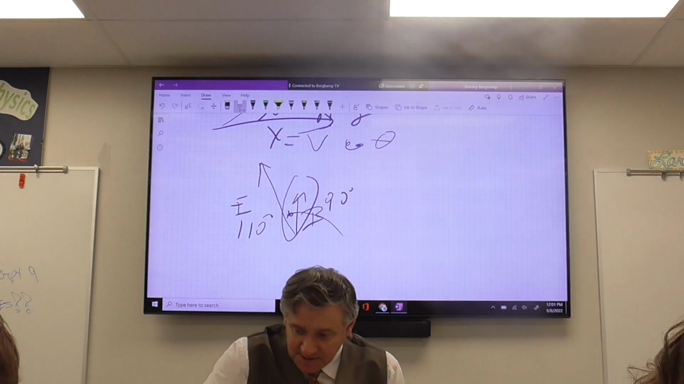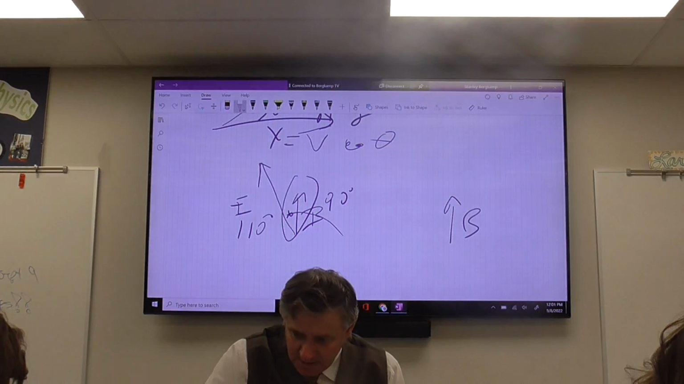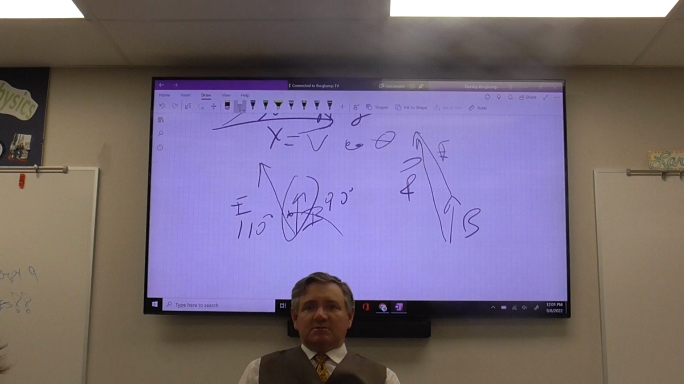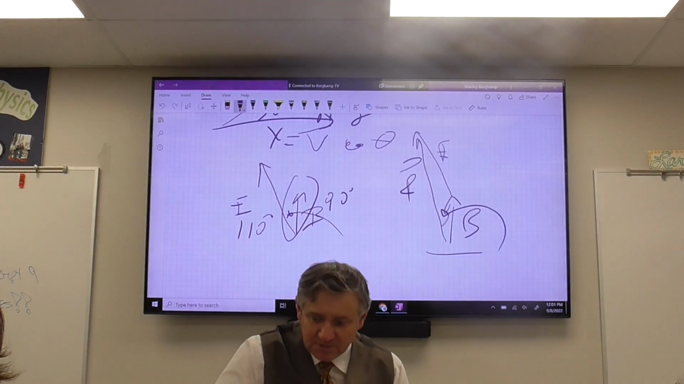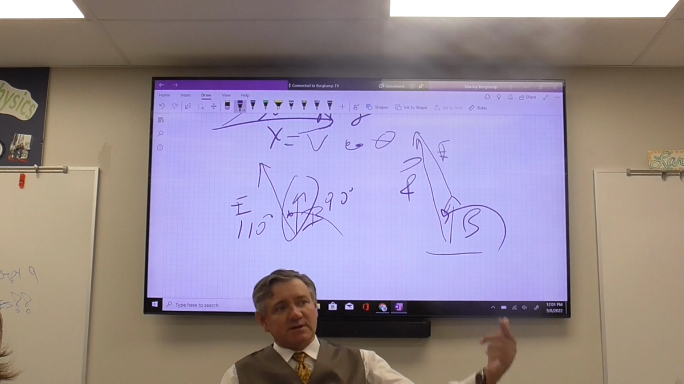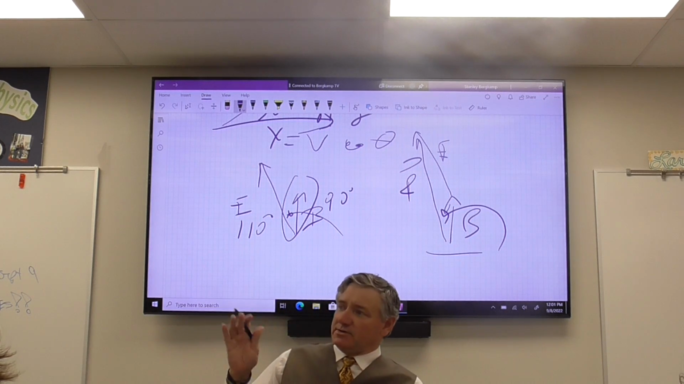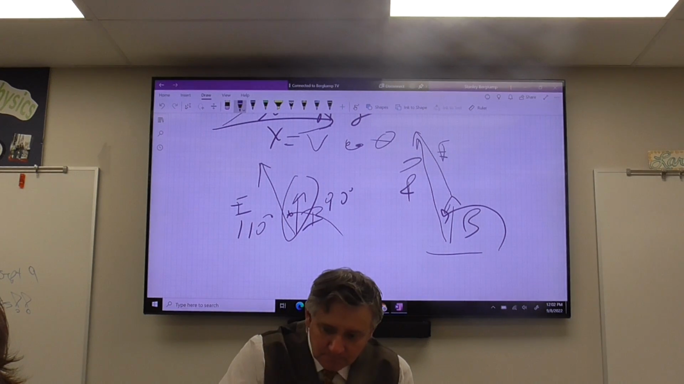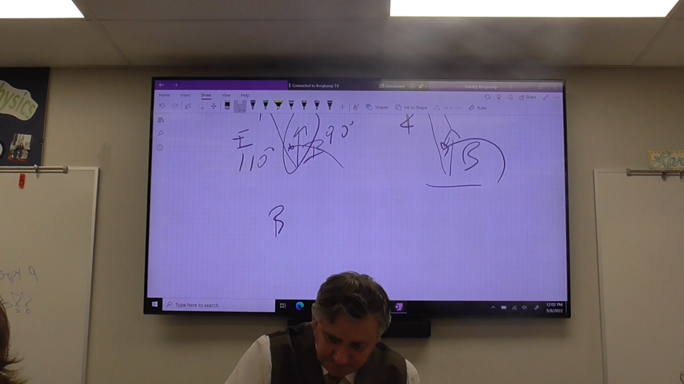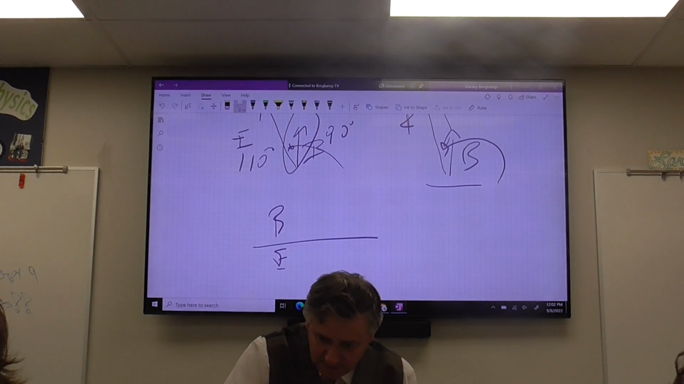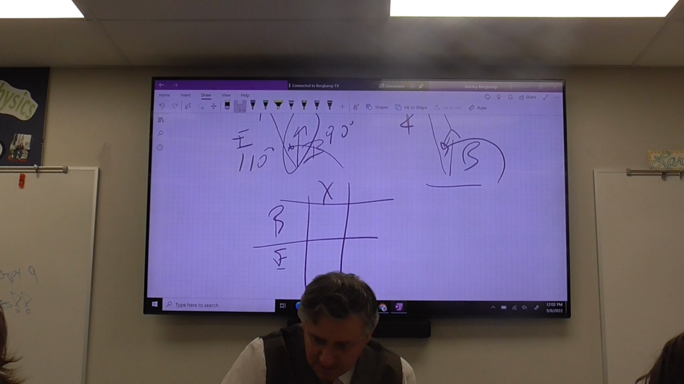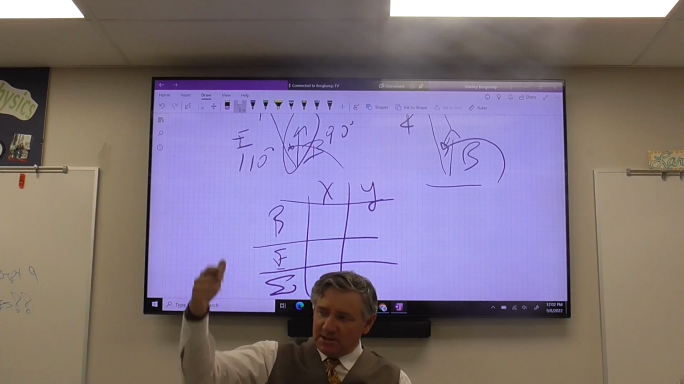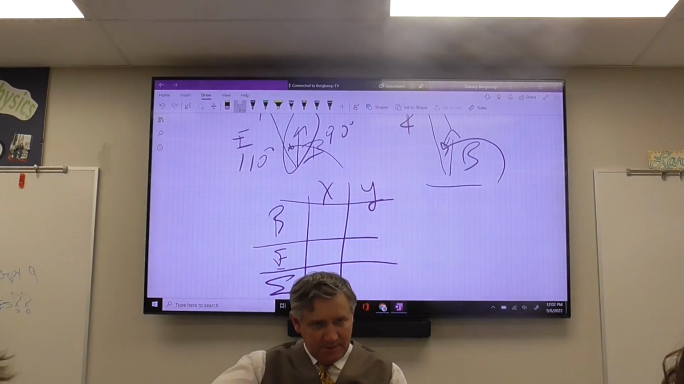Now, if you like the tip-to-tail method, here's vector B, here's vector E, boom, there's my result. And again, that reinforces the idea that the angle has to be more than 90 degrees. I don't care how you do it, but I just recommend that you make a sketch. Now, here's the bigger idea. Here's vector B, here's vector E, here's my x components, here's my y components, and that's my sum. Embrace the chart. Become one with it.